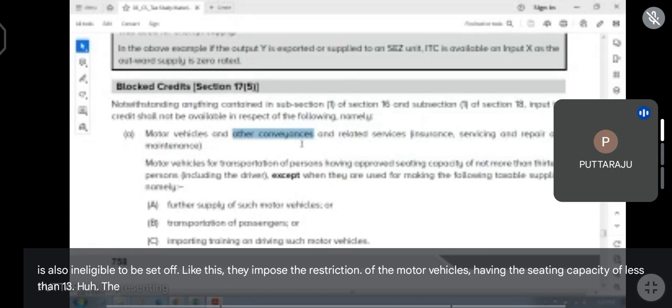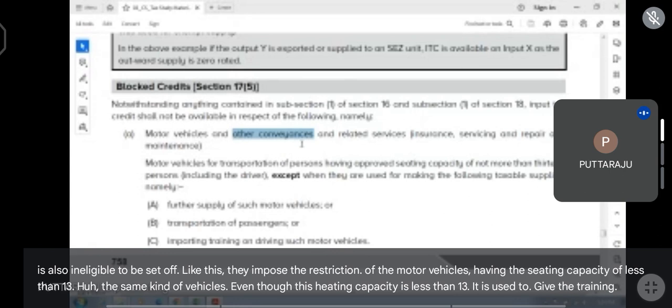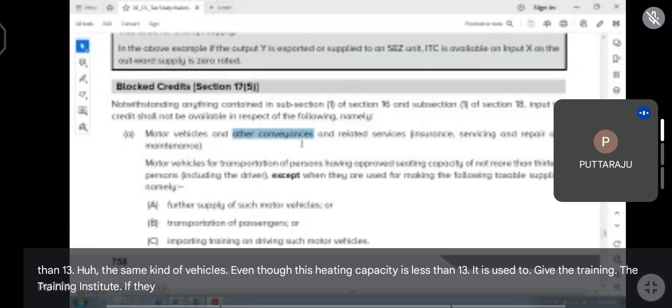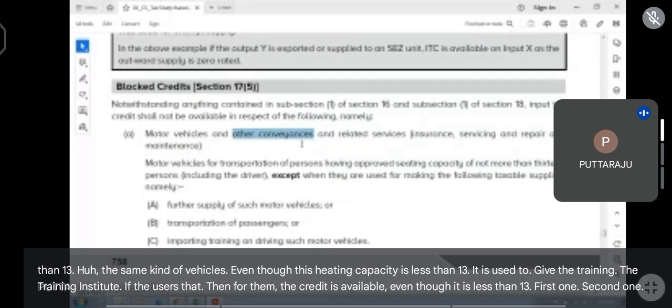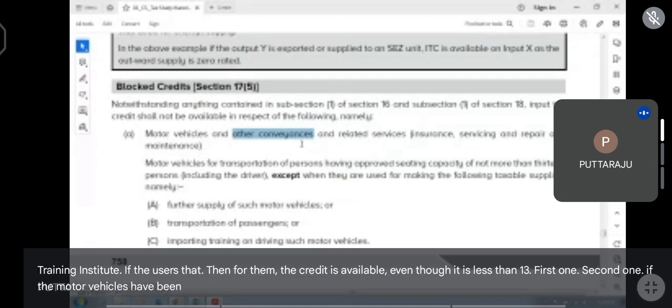The same kind of vehicles, even though the seating capacity is less than 13, if it is used to give training by a training institute, then for them the credit is available even though it is less than 13. First one. Second one, if the motor vehicles have been purchased by the dealer to sell the same, for them the ITC is available.